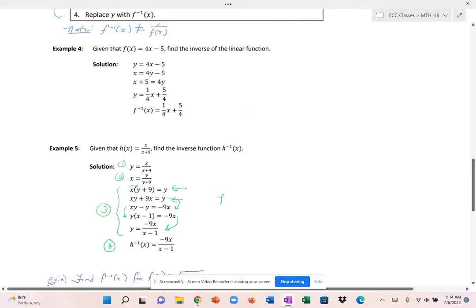And again, you could check to make sure you didn't make a mistake by doing h of h inverse of x. And if that equals x, then you did it correctly. You could also check, is h inverse of h of x equal to x? Either one of them would be your check.